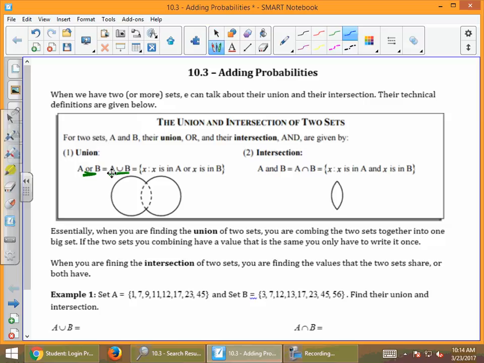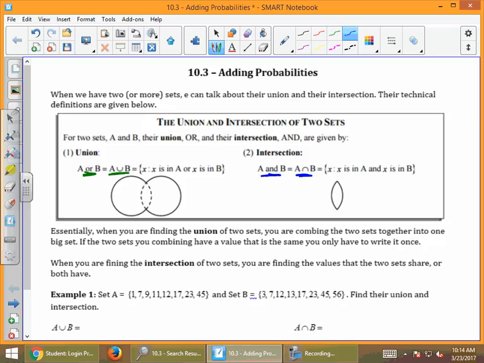The intersection of two sets is taking what the two sets share and writing it as one set. Intersection can be written two ways. It can be written with the word and or an upside down U. When you see the word and or the upside down U, that means their intersection. You're just writing down what they share in one set.